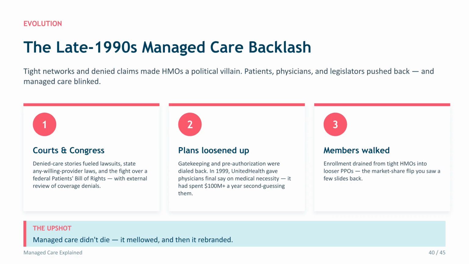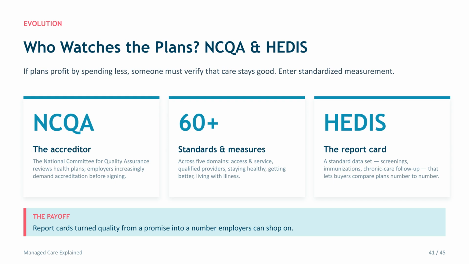By the late 1990s, the managed care backlash occurred as patients and physicians pushed back against tight networks and denied care. This forced plans to loosen their controls, leading to a shift in market share toward PPOs. To ensure quality amidst these changes, the NCQA emerged to accredit health plans using standardized datasets called HEDIS. These "report cards" allow buyers to objectively compare plans on metrics like screenings and chronic care follow-up.